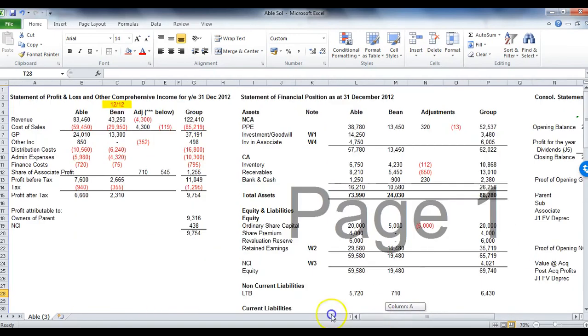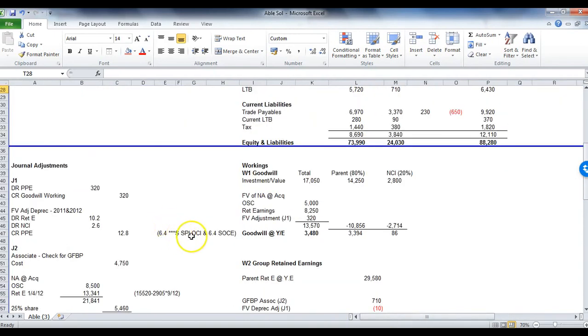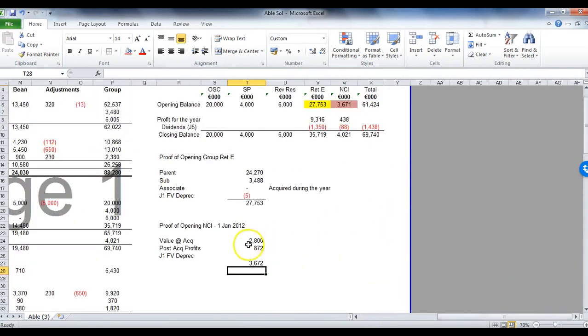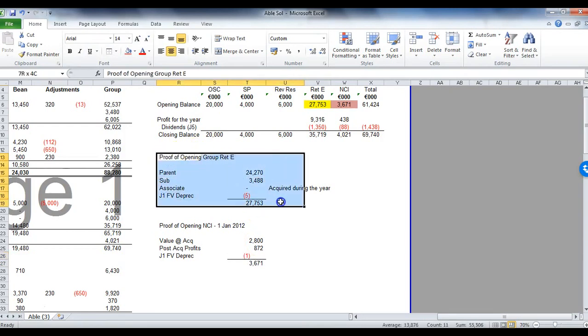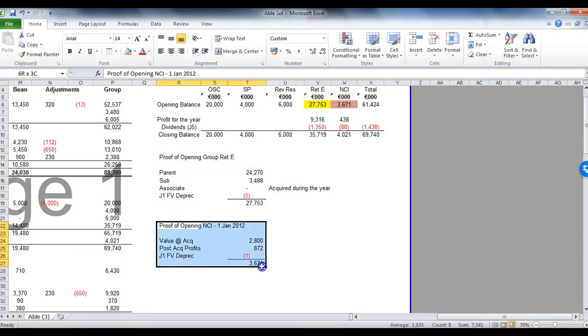But of course, the NCI should also get hit with 20% of this 6.4 prior year adjustment. So here then, it's minus 6.4 times 20%. That's similar to here. So the full adjustment of the 6.4 is gone in, but it's split between opening group retained earnings and opening NCI.